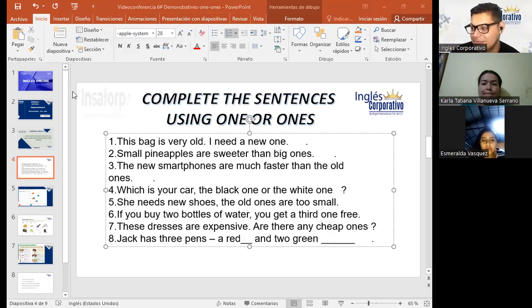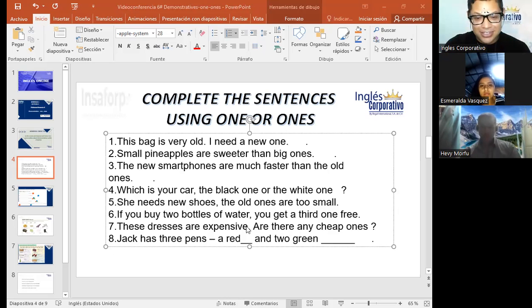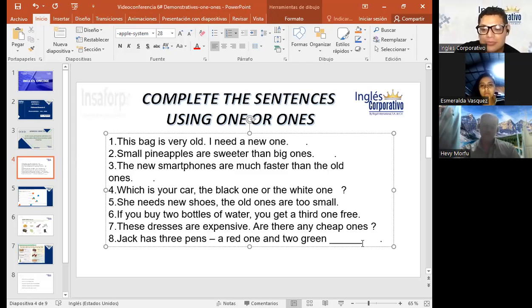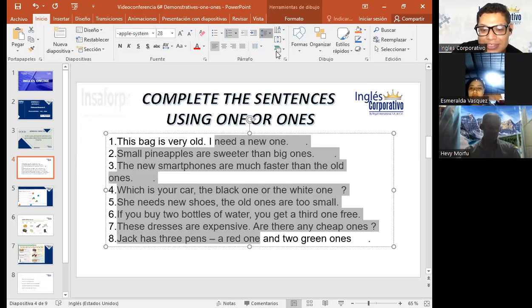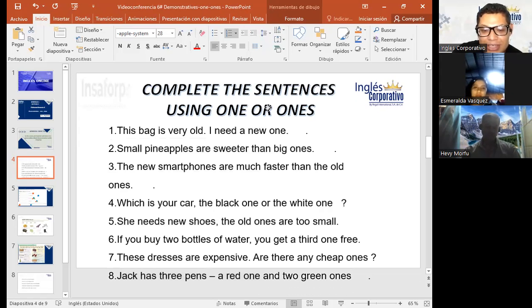Who's going to help me with that one? Number eight. Yes, you hear me? Okay, Yad has three pens, a red one and two green ones. One will be red one or red ones? A red one, and two green ones. Okay, excellent. Thank you. So you can see here the examples and about the statements that you have completed.